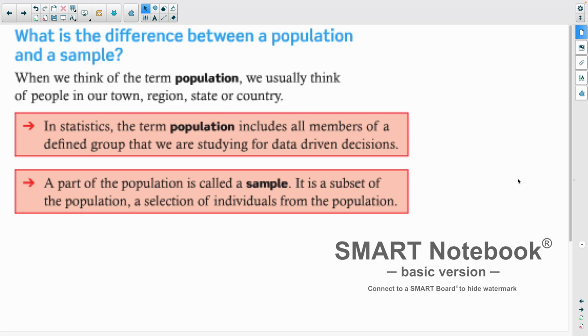Is there a survey that includes the entire population that you know of? The world population. The world population, okay. How about America? The census is a population idea. Who gets surveyed in the census?